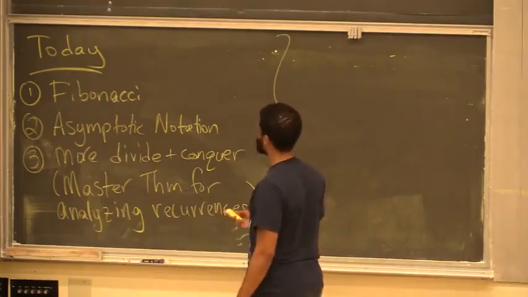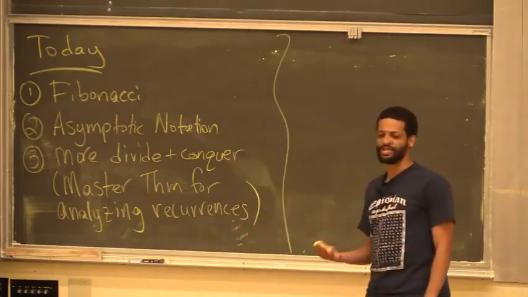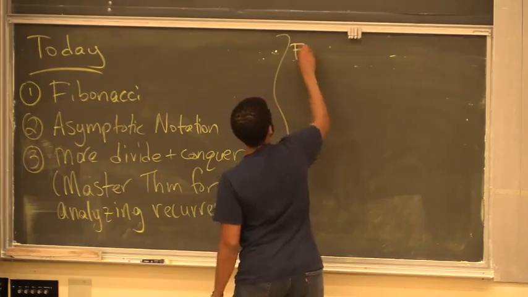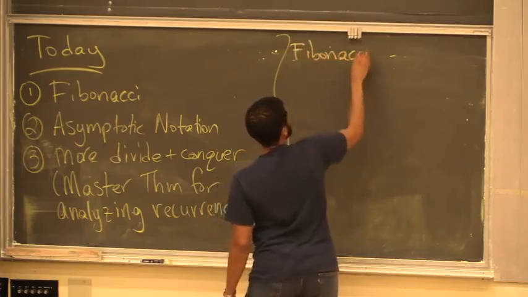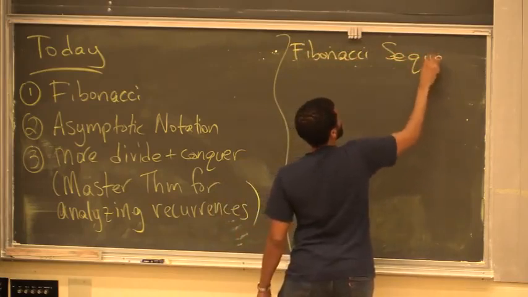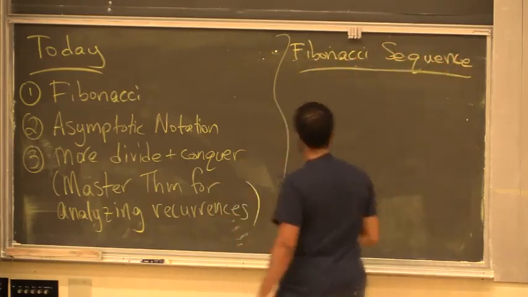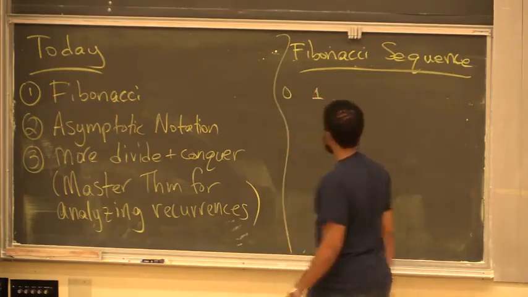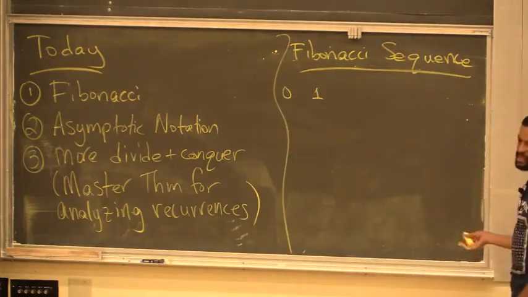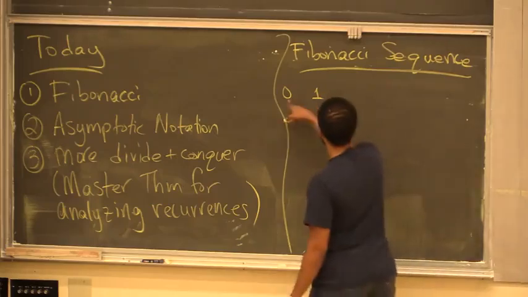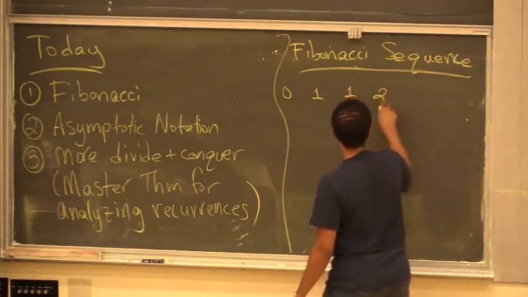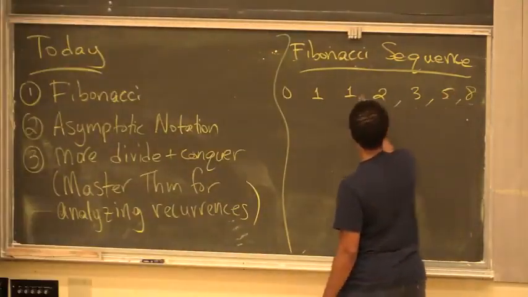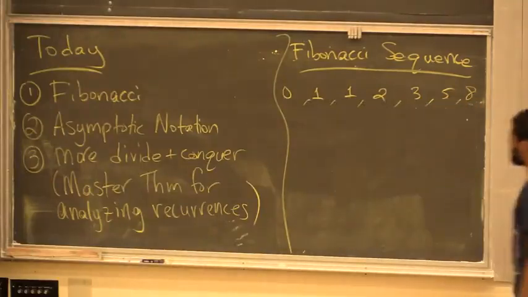But we also know the Fibonacci sequence from previous classes, maybe 61A, right? So what is the Fibonacci sequence? It starts off with 0 and then 1, and then the next number is always the sum of the previous 2 numbers. So 1 plus 0 is 1, 1 plus 1 is 2, 2 plus 1 is 3, 3 plus 2 is 5, 5 plus 3 is 8, etc. It's an infinite sequence.